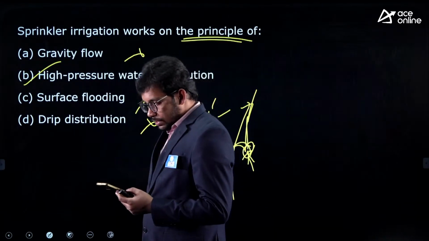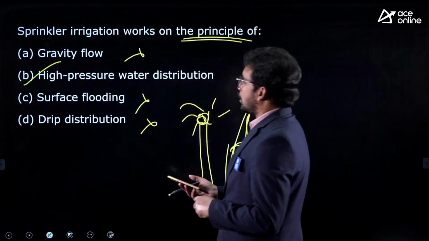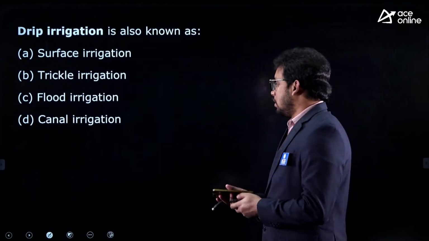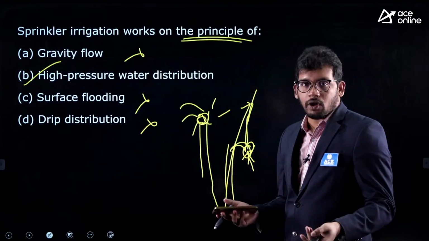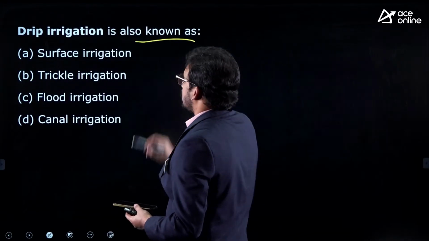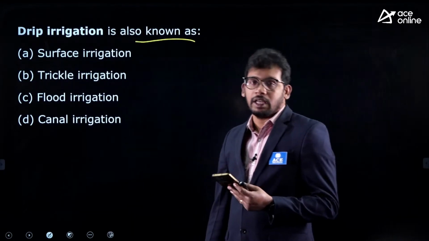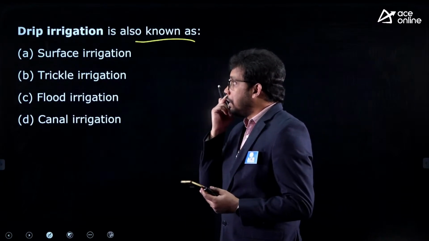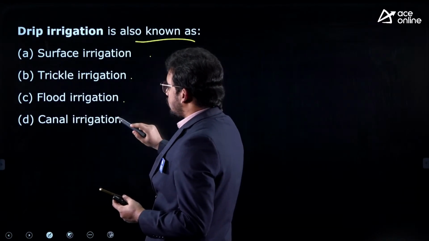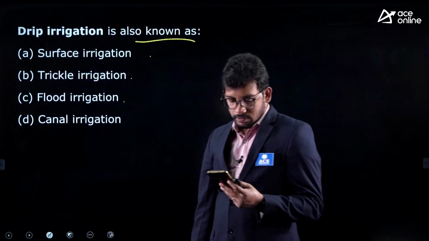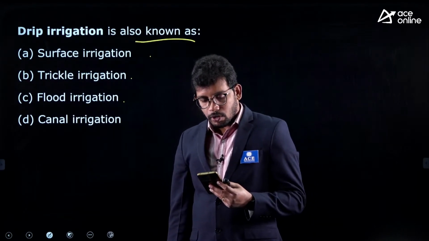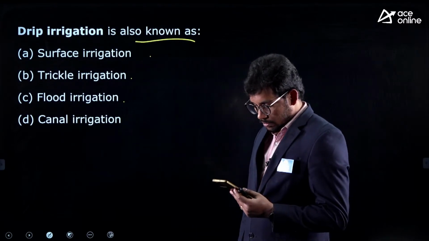Someone has answered, Vikas and Ralte, correct answer. Next one, drip irrigation. We have already seen drip irrigation. I have already discussed it, but they are asking what drip irrigation is known as. The options are surface irrigation, trickle irrigation, flood irrigation, canal irrigation. Correct, Venkat. For the past question you are correct. Now the answer to this particular question.